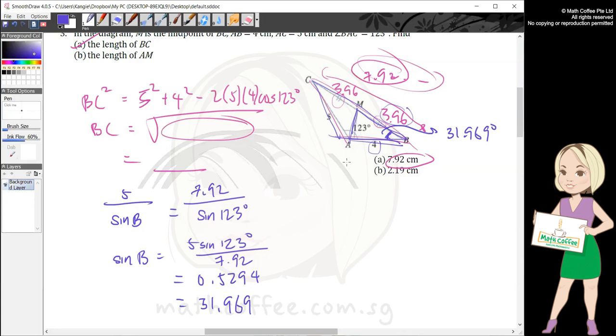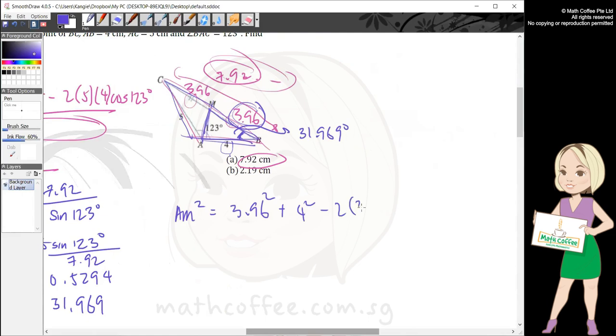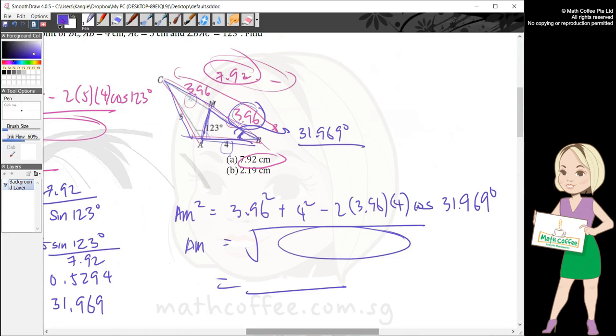So now the question is, am I able to find this length already? Because actually I have more than enough information. Yes, I can use cosine rule already. So I'm going to use this one, AM. AM square equals to the two sides, which is 3.96 square plus 4 square minus 2 times 3.96 times 4 cosine 31.969 degrees. My AM will be the square root of this whole thing, and you get the answer.